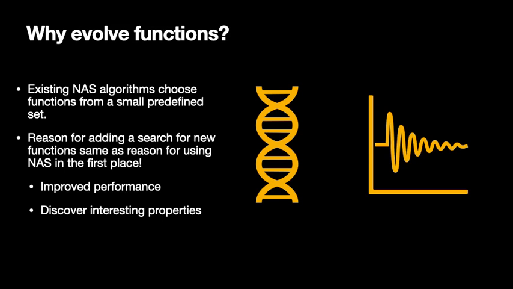The hope is that by looking for completely new activation functions, you can get better performance, whether that is accuracy, an F-measure, or anything else. And that is maybe the most practical reason for evolving new functions.